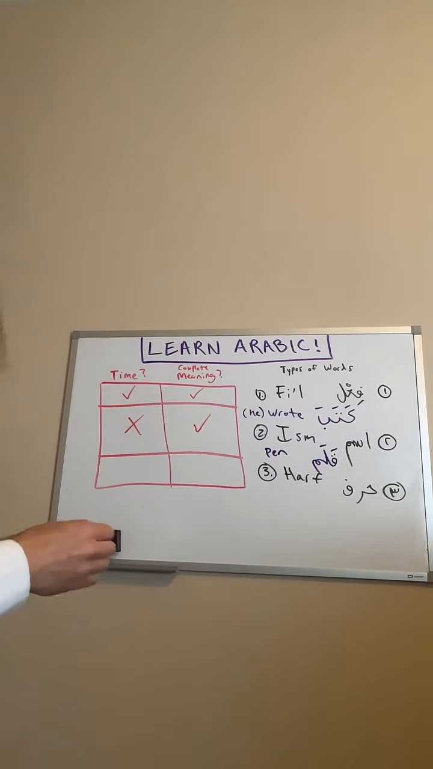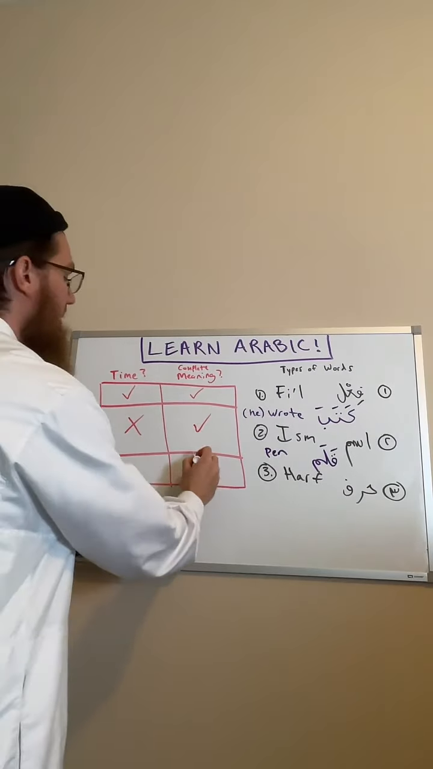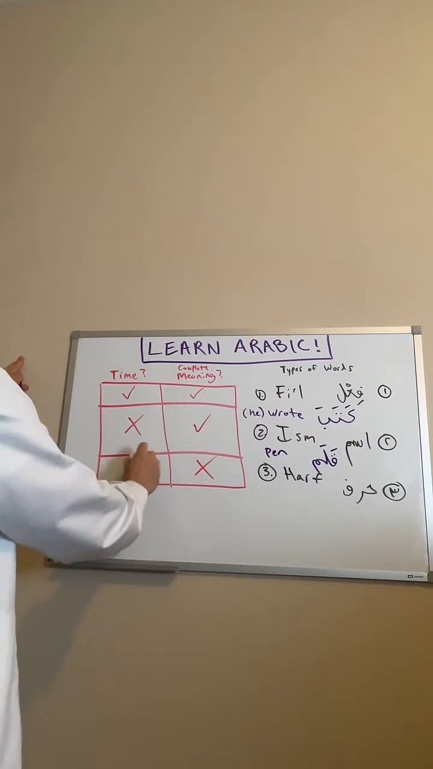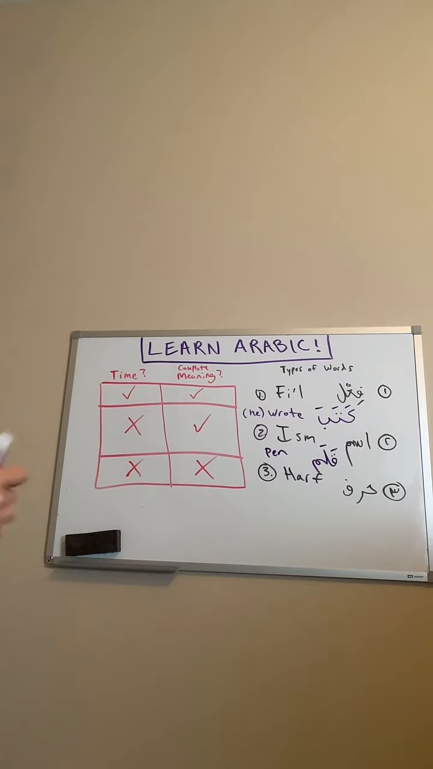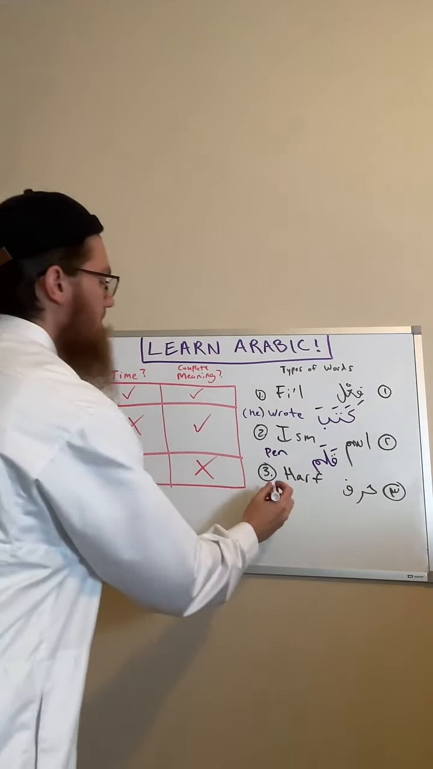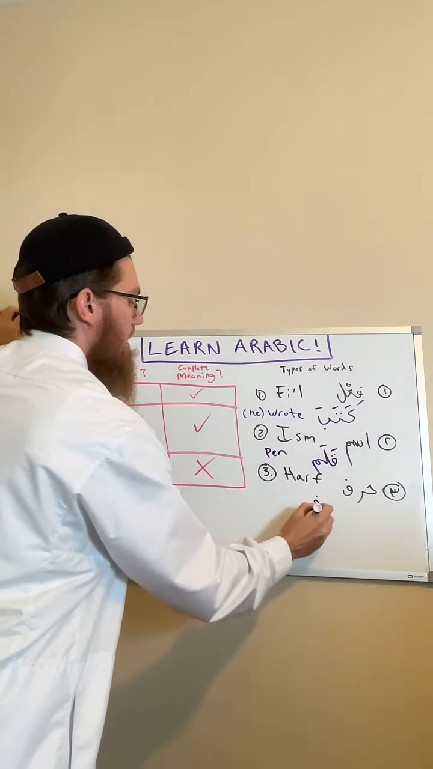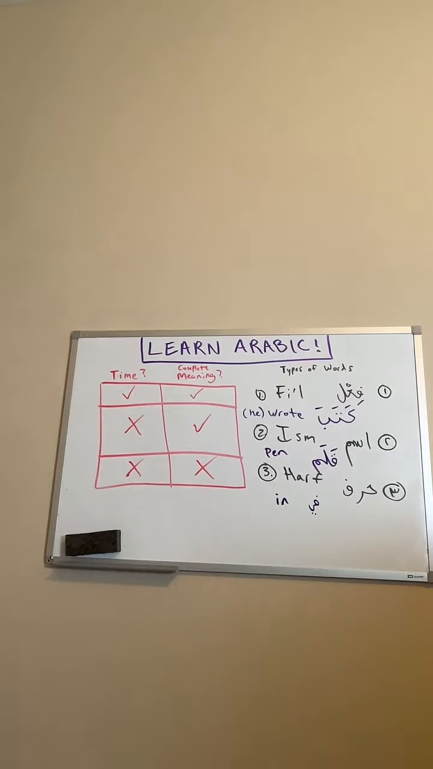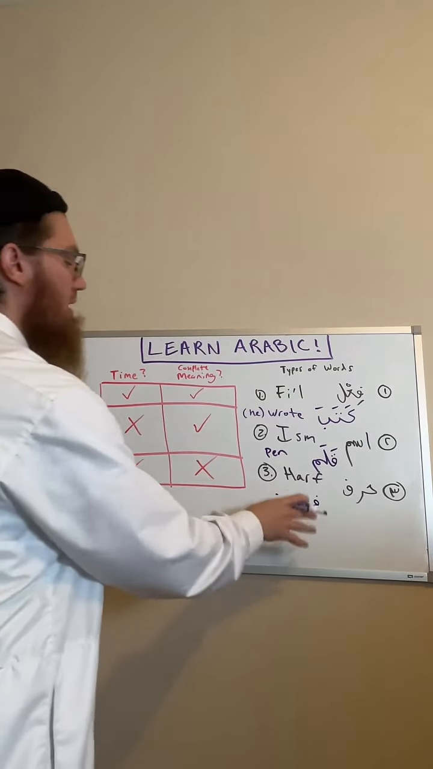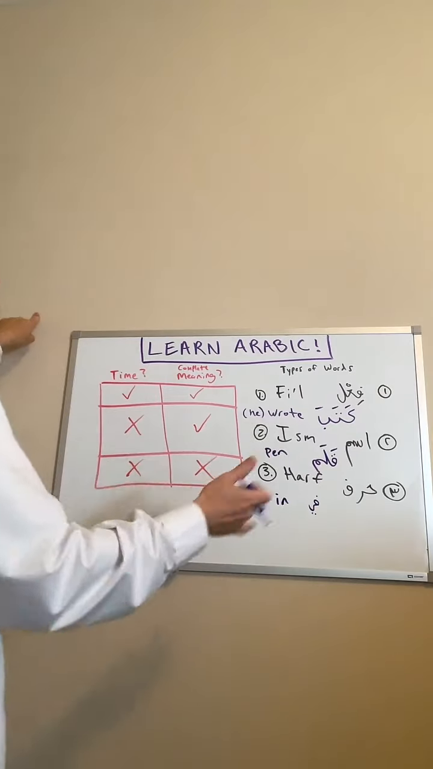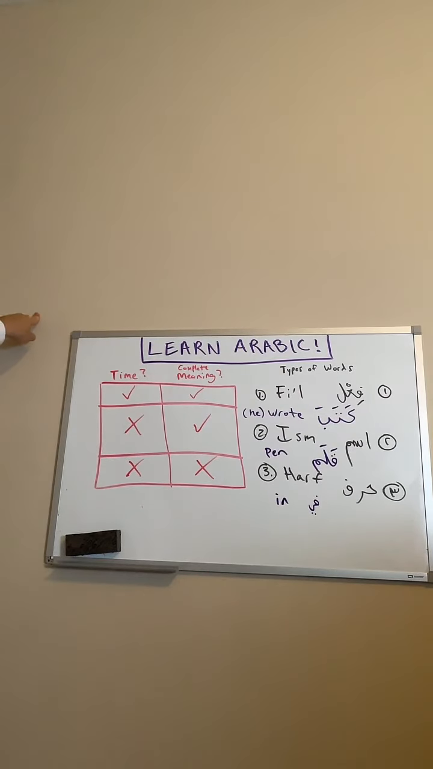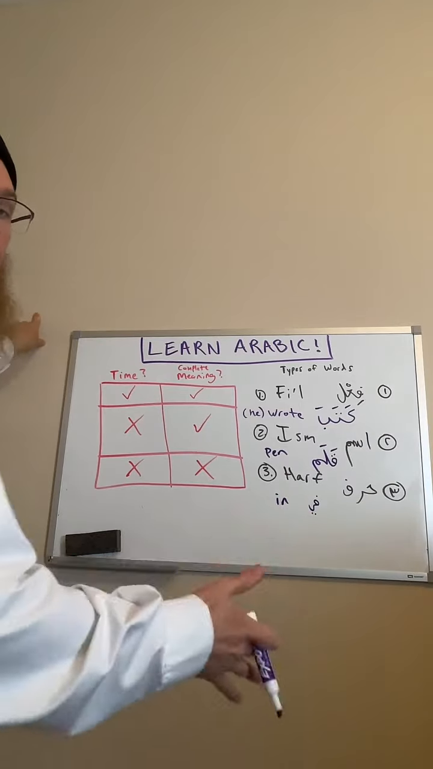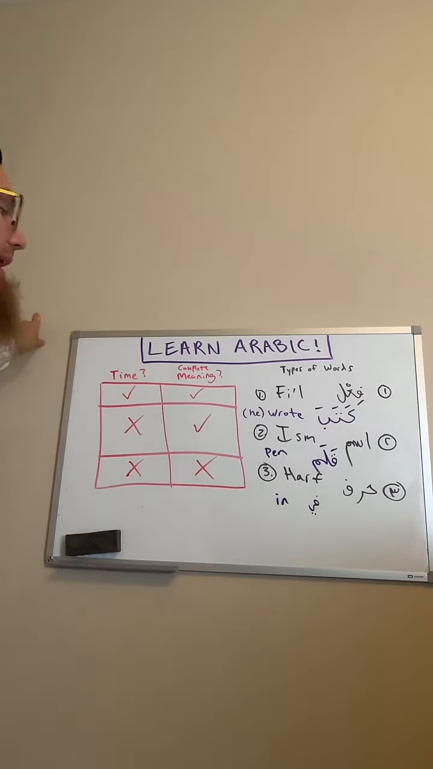The harf does not have a complete meaning on its own, let alone a relation to time. An example of that would be fi, which means in. It does not have a complete meaning on its own, but rather it needs to be paired with, for example, an ism for it to make sense. Fi, in, doesn't make sense on its own, but if you say in the book, in the house, now it has a meaning.